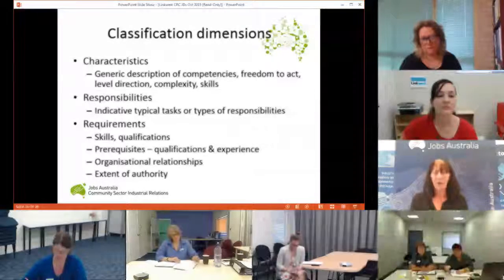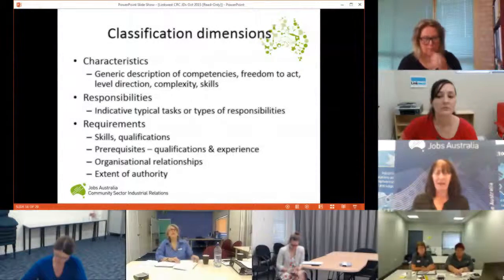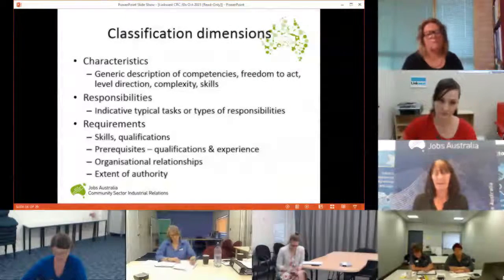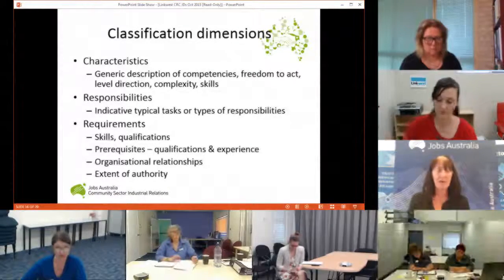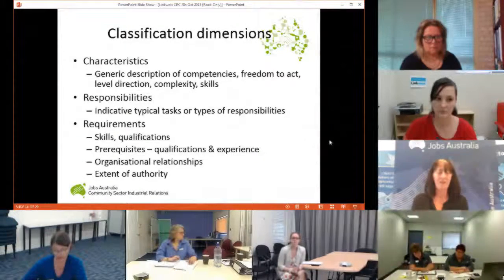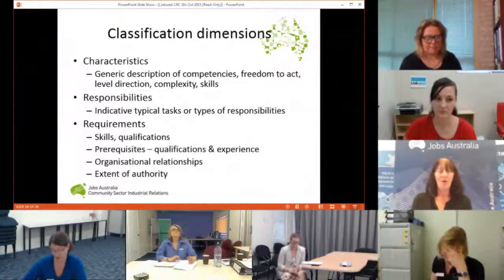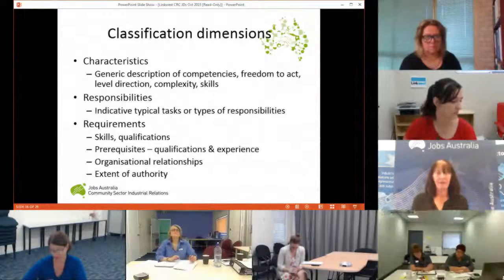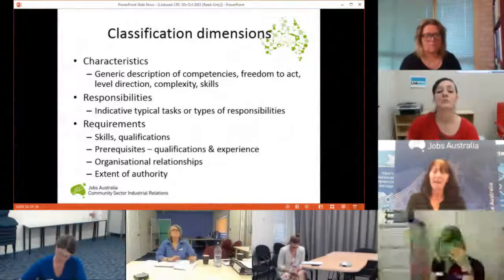Now, the award itself clearly sets out classification dimensions. They set out as characteristics, responsibilities and requirements of the award. Really all that's getting at is under characteristics there's a generic description of what the competencies and what level of skill there is and the level of direction that's set out there.